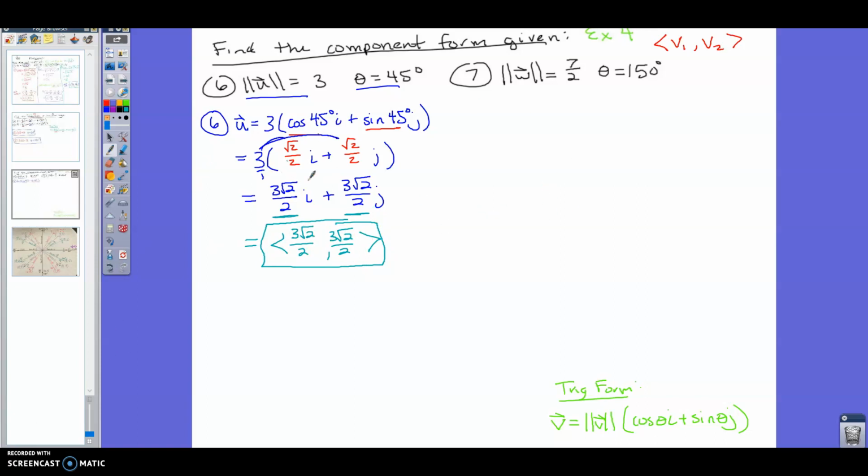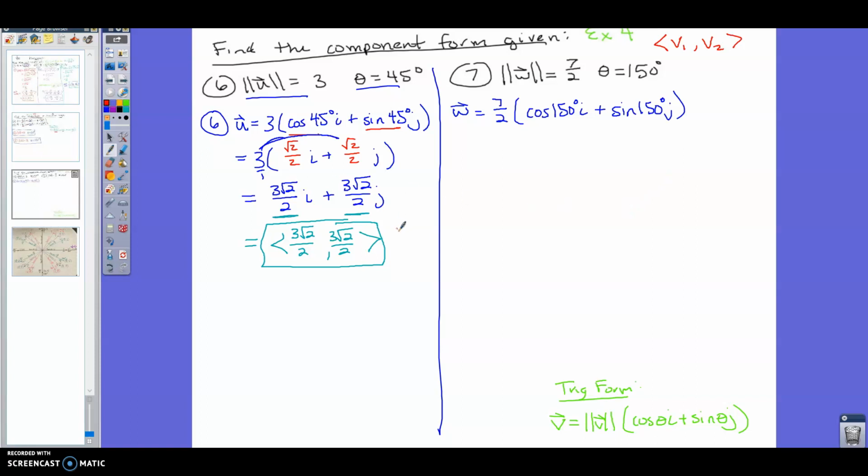Okay, now number 7, we're going to work just like we did number 6. So put a line, separate it. So this time we're talking about vector w, but nothing else changes. It's just a different letter. So we're going to take our magnitude and we're going to place it in front of the parentheses. So that's 7 over 2. And then we're going to multiply that by the cosine of the angle, which is 150, i plus sine of the angle, 150, j.